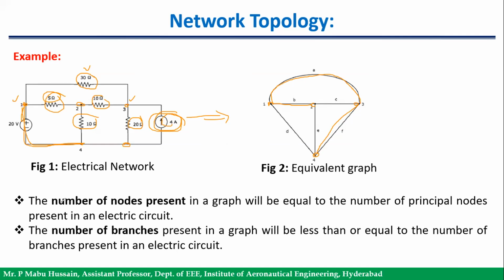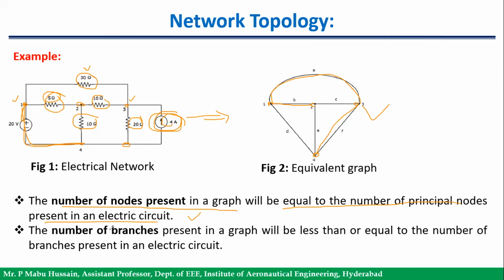Now, if you see the number of nodes present in the graph, it will be equal to the number of principal nodes present in the electrical circuit. Principal nodes here are nothing but independent nodes, where 3 or more elements are connected. After converting an electrical network into an equivalent graph, you will get the same number of nodes in the graph. So the number of nodes or vertices in the graph will be the same as the principal nodes or independent nodes present in the electrical circuit.